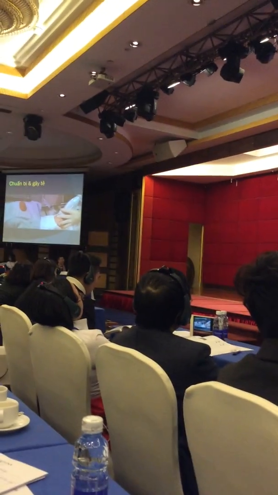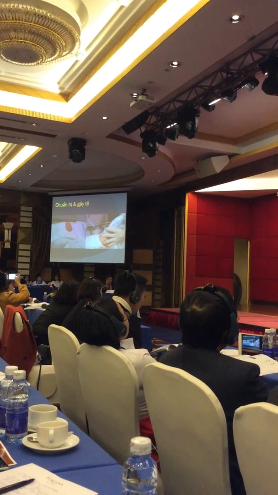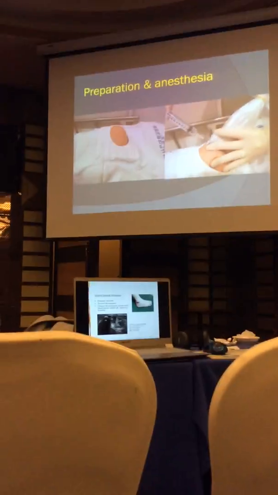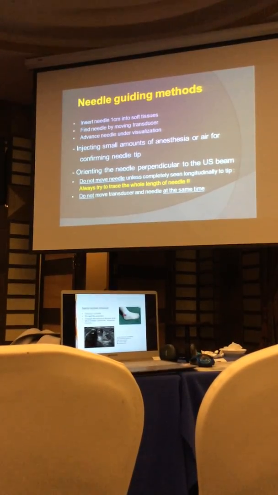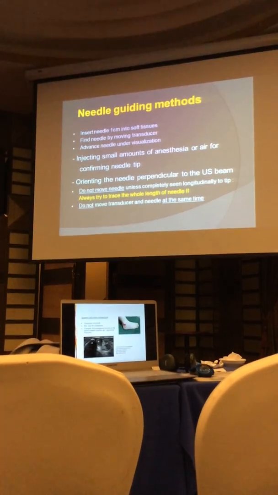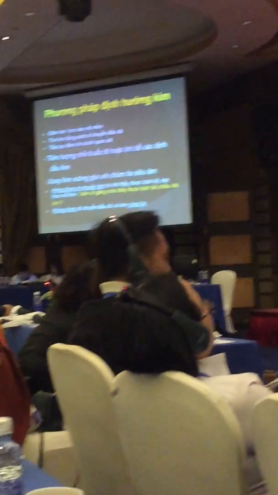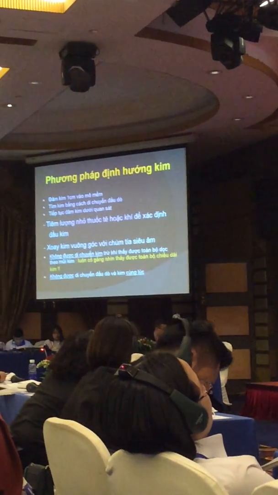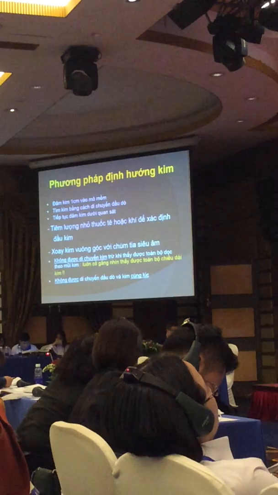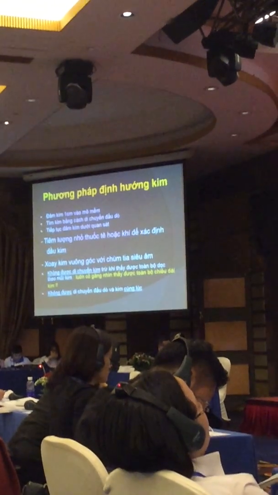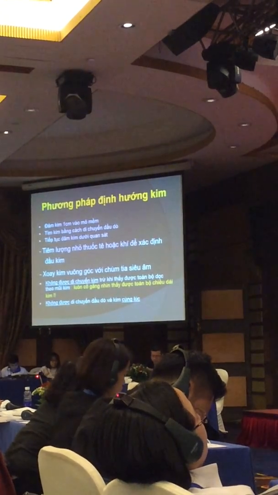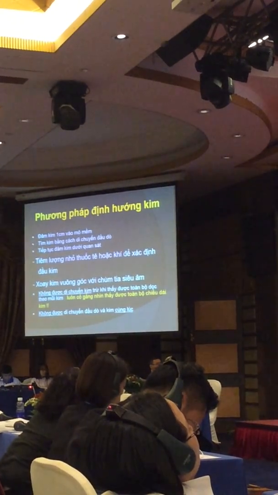Okay, so you prepare the site and insert the anesthetic into the site where you want to do the procedure. You insert the needle about 1 centimeter into the soft tissue and find the needle by moving the transducer. You advance the needle under visualization. Try to inject small amounts of anesthetic or air to confirm the needle tip. Then you orient the needle perpendicular to the ultrasound beam.